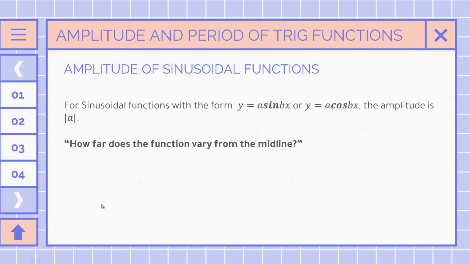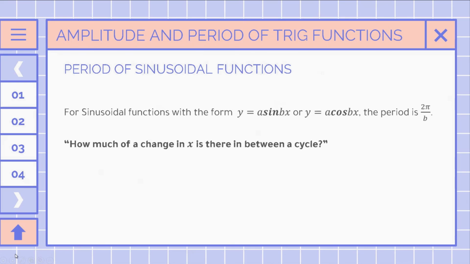So now let's go over the amplitude of the sinusoidal functions. For sinusoidal functions of the form y is equal to a sine b of x or y is equal to a cosine b of x, the amplitude is the absolute value of a. And for the period of these sinusoidal functions, with the form y is equal to a sine of b of x or y is equal to a times cosine b of x, the period is 2 pi over b, which means how long one cycle lasts.